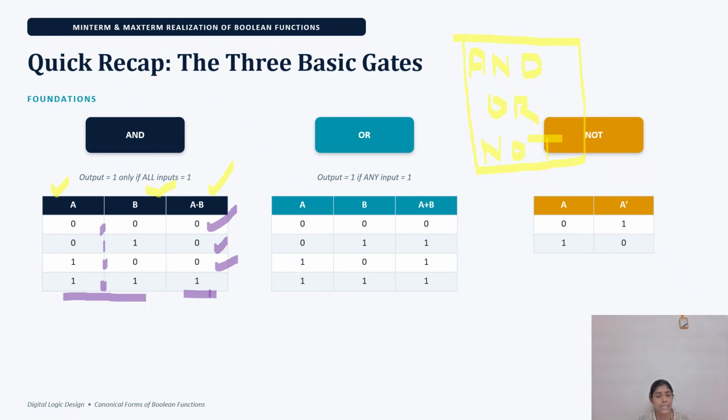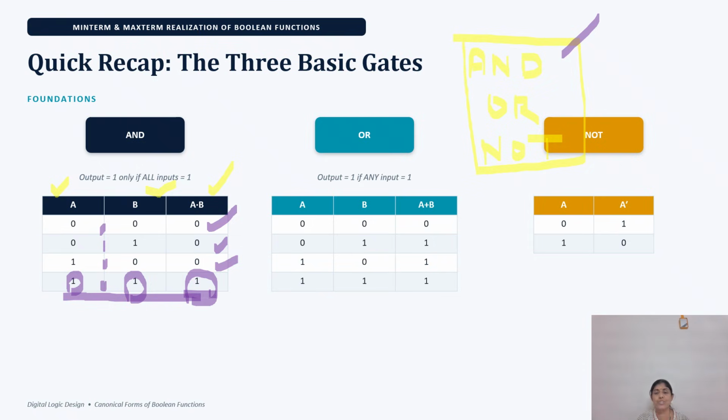Check only the last row, 1 dot 1. The output is equal to 1 only if all the inputs are 1. Here A is 1 as well as B is 1, so you get A dot B equal to 1. That is your first gate, the AND gate.